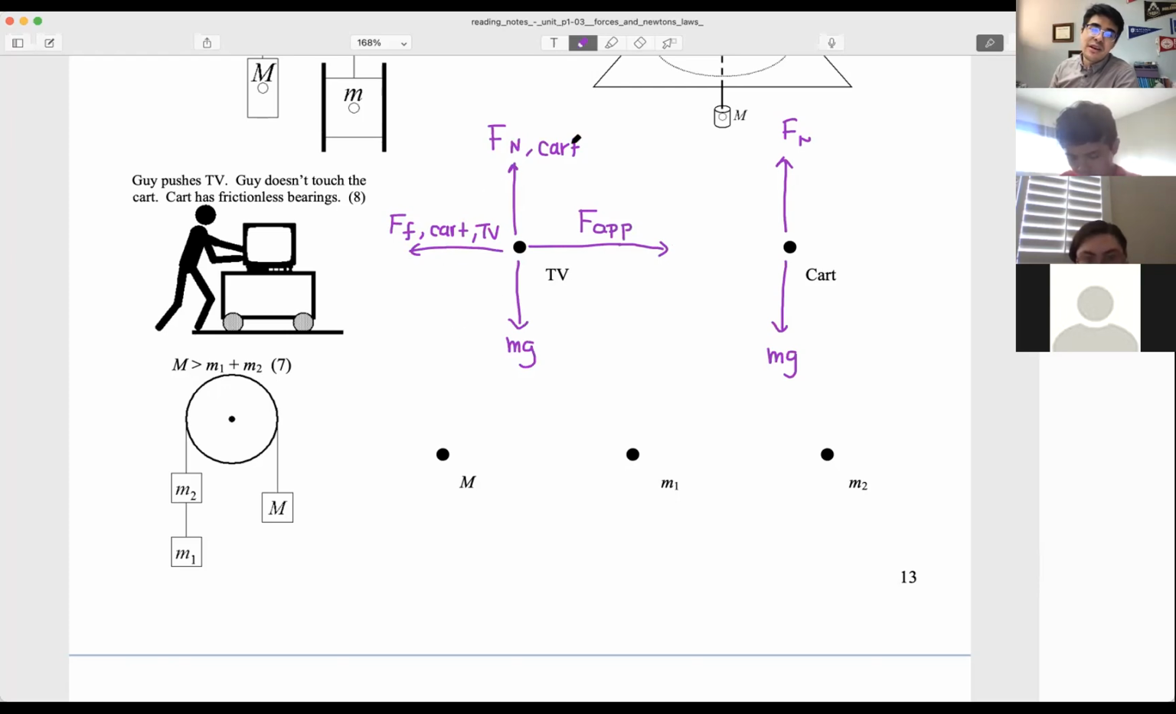Let's clarify here. What do you think? Is it static friction or kinetic friction? If we had to assume, I know we shouldn't assume, but what should we assume? I'm assuming the guy's pushing the TV because he doesn't think the TV's going to slip, right? Imagine you just bought a brand new TV and you push it on a cart and it just falls apart. So we're going to assume that this is static friction. What about the cart then?